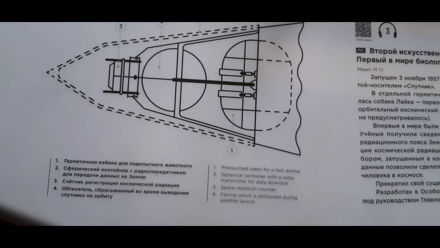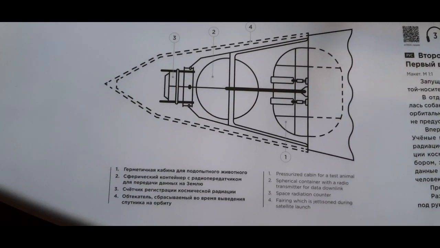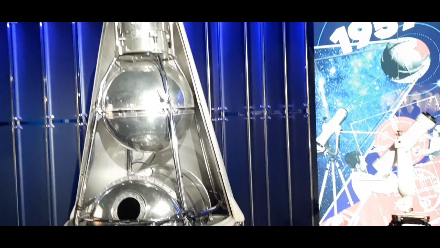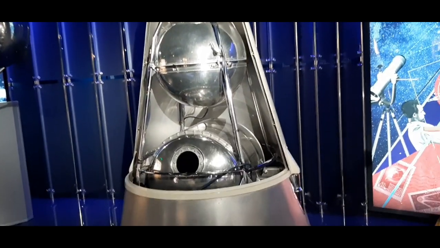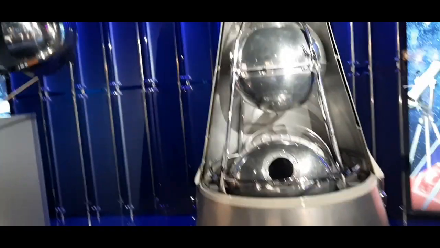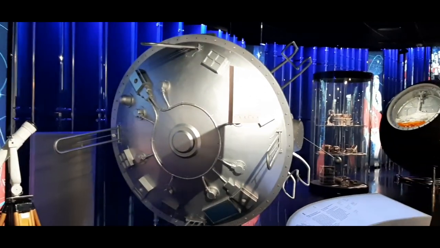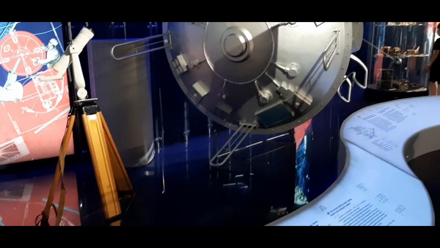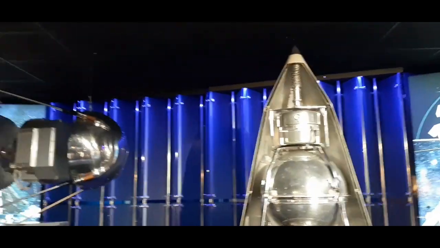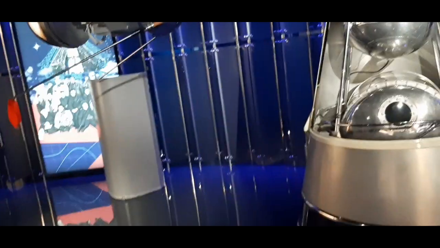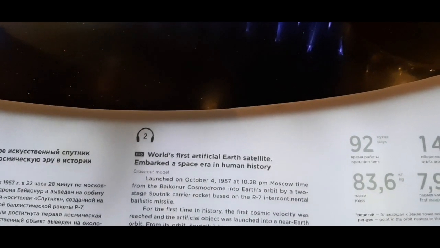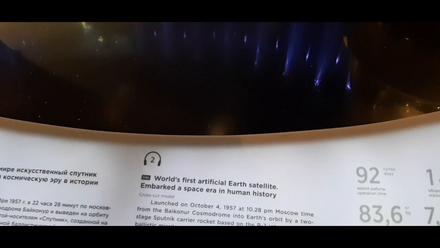Nandito mga kasabing lahat. Pressure container for animal, with a radio transmitter for data downlink, space radiation counter, pairing with this is during satellite launch. World first artificial Earth satellite in Earth space human history launched on October 4, 1957 at 10:28 p.m. Moscow time. Anong oras yun sa atin? 10, 11, 12, 1, 2, 3, 3:28 ng umaga dyan sa Pinas time.